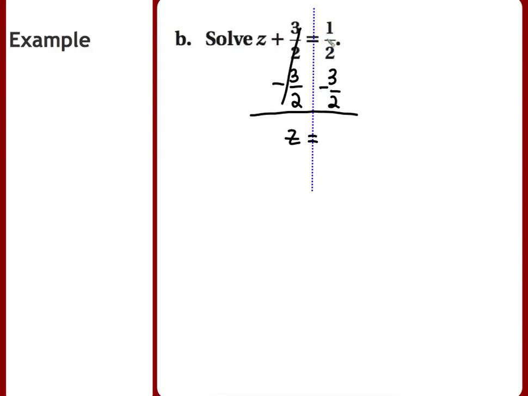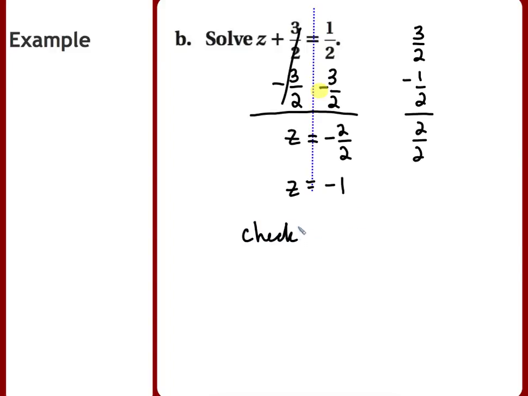So I have different signs. I have a negative and a positive. So I have more negatives. I'm going to put that on top. So 3 halves minus 1 half is equal to 2 halves. But we have the negative here. So we have a negative 2 halves. And we know simplified that that is equal to negative 1. So I think my answer is z is equal to negative 1.